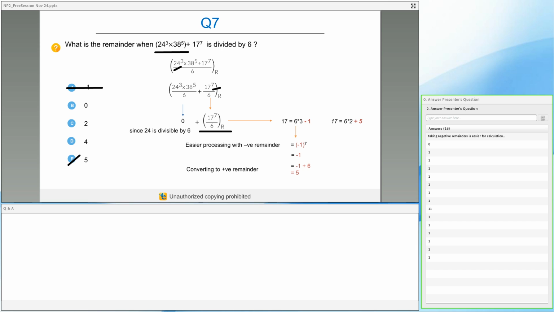So depending on the power, if you get a negative remainder with an odd power, in that case you have to add back the divisor to get the answer as 5. It's not always necessary that the answer will be 5. Okay, I hope that clears your doubt.